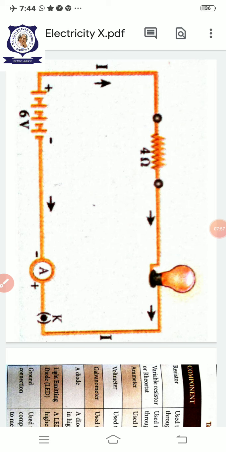This is a closed circuit. When the battery's plus and minus are both connected to each other, then only the bulb glows and electricity passes. That is a simple circuit. A closed path where the electrons are able to flow is called a circuit. In this picture we see a simple circuit. Is it clear?